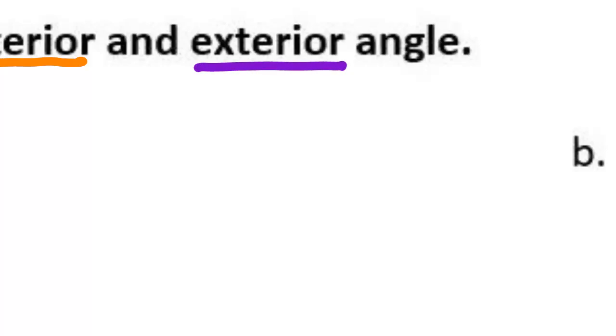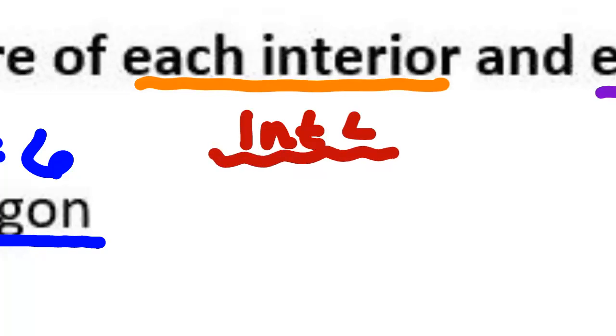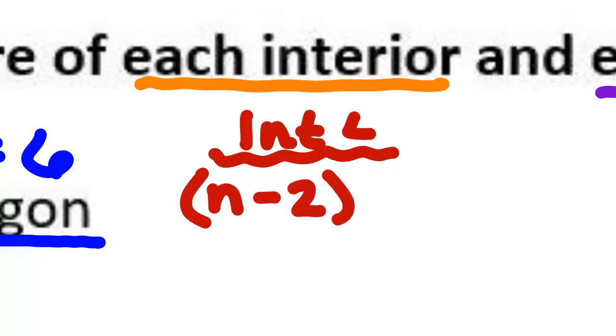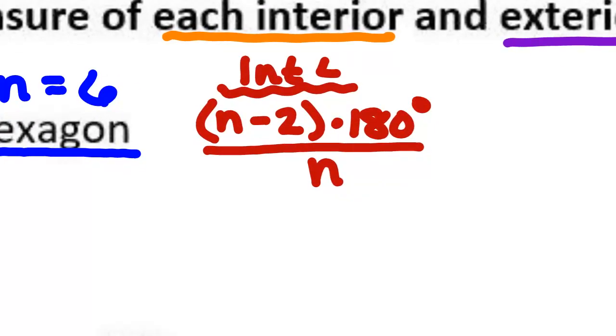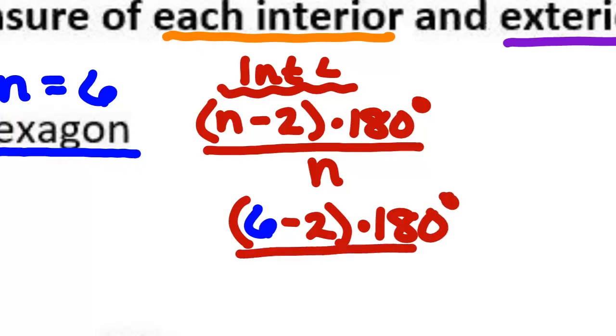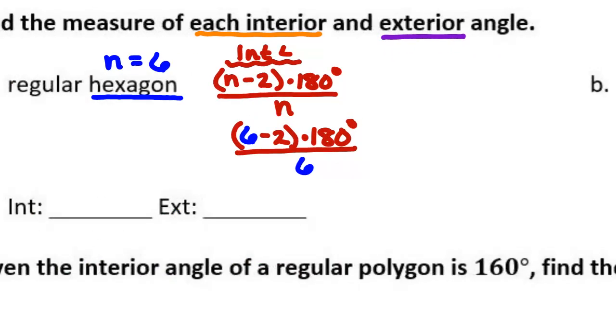So for the interior angles, we start off the same as for the sum. We do n minus 2 times 180. That gives me the sum of all the interior angles. I want just one interior angle, so then we have to divide that by n. So we would do 6 minus 2 times 180 over 6. 6 minus 2 would give me 4.